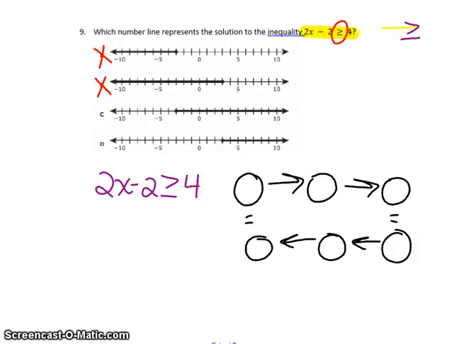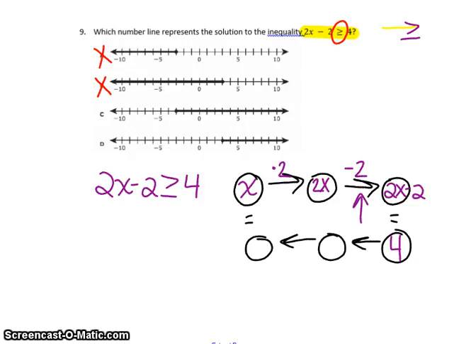Alright, the first thing that goes in my flowchart is my x, my variable. And then what's happening to that x is I'm multiplying that by 2. X times 2 is just 2x. And then the next thing that happens in my inequality is minus 2. Well, 2x minus 2 is just 2x minus 2, and that's all equal to 4.